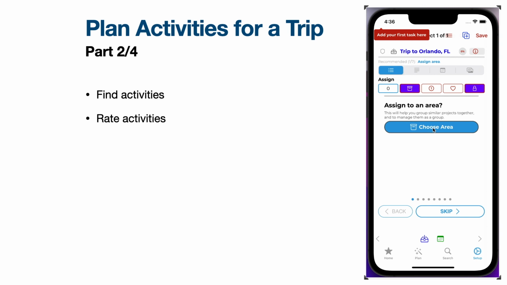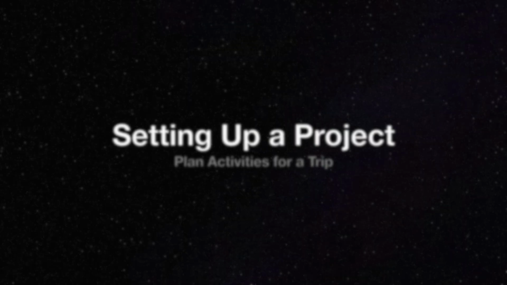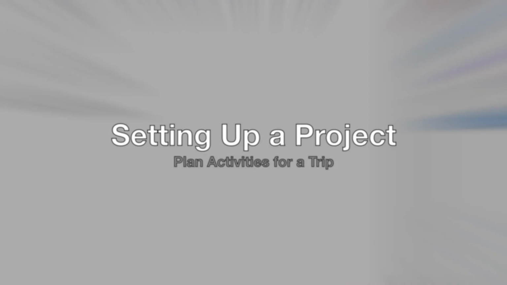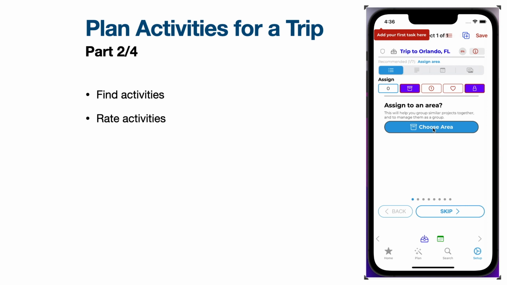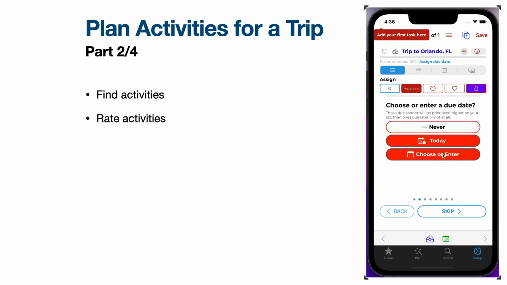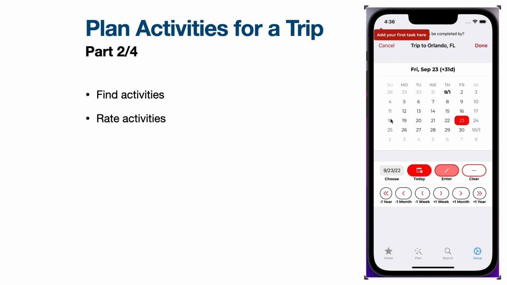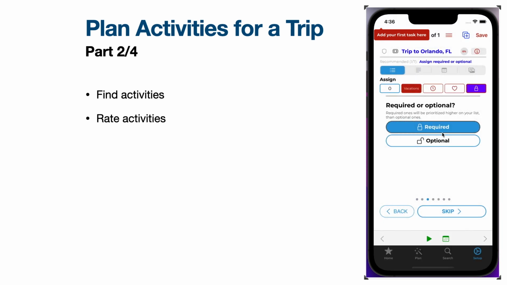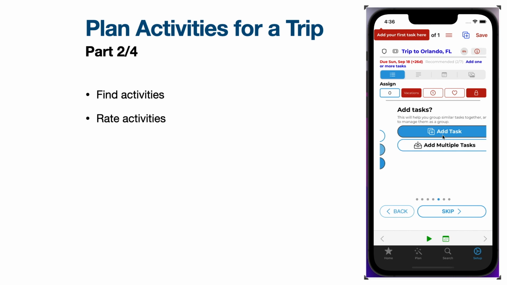After adding a project or task, it's always good to set it up. It's easy to do with the walkthrough. So we'll assign an area, assign it to vacations. If it's not in the list, you can tap the plus sign to add a new one. We'll give it a due date since we know we've booked it for next month. We'll say it's required. We'll say it's one and done, so it's not a repeat or a permanent project.